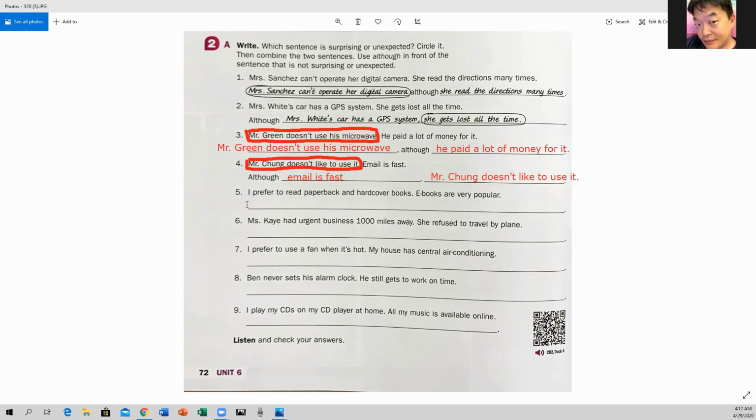I prefer to read paperback and hardcover books. Ebooks are very popular now. Let's go here and see which one we have to circle. Which one is surprising? The surprising one, when you look, is this one here. This is the surprising one.